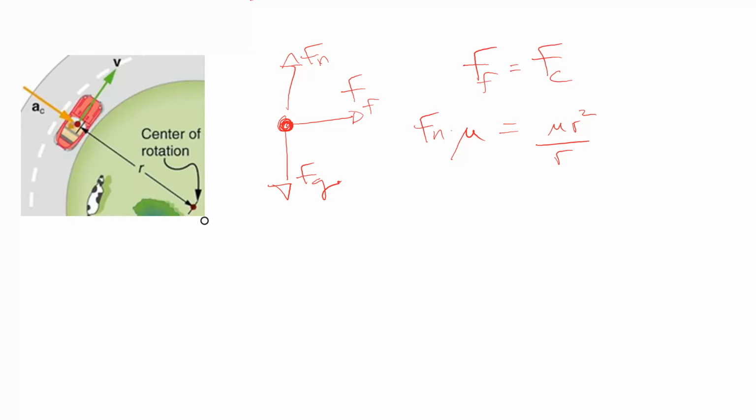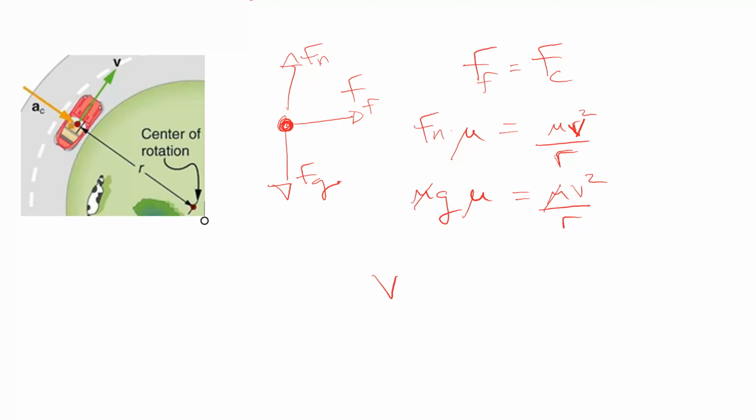...is mu times the normal force, and here we have mass times velocity squared divided by my radius. If we expand this a little more, we know that the normal force is mass times gravity, so mass times gravity times mu is equal to m v squared divided by the radius. What happens to the mass? Once again, boom, it cancels out.